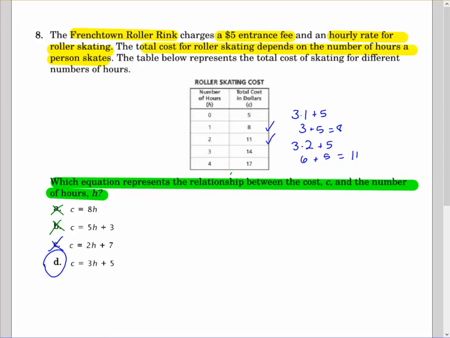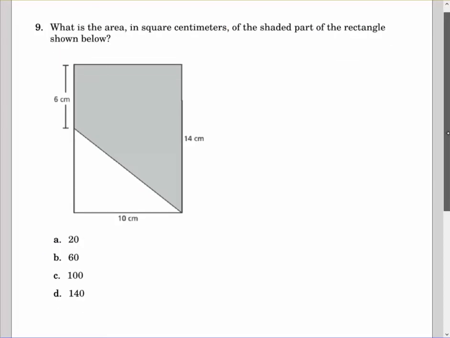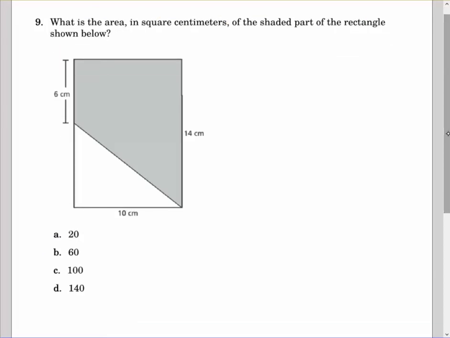I only have a few more minutes to finish this up with you, so I'm going to try to make these last ones pretty quick. What is the area in square centimeters of the shaded part of the rectangle shown below? So they give us a rectangle, but there's a triangle on the side corner here that obviously we don't want to count in that area.